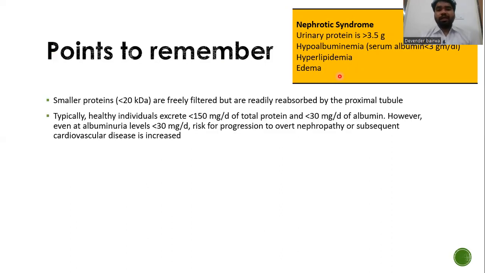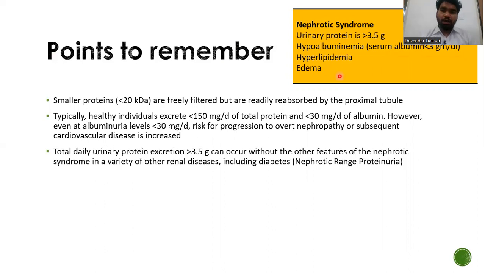Typically, healthy individuals will have less than 150 milligram per day of total protein excretion or less than 30 milligram per day of albumin excretion. But any amount of proteinuria in the urine is not safe, and it can lead to increased risk of cardiovascular diseases.